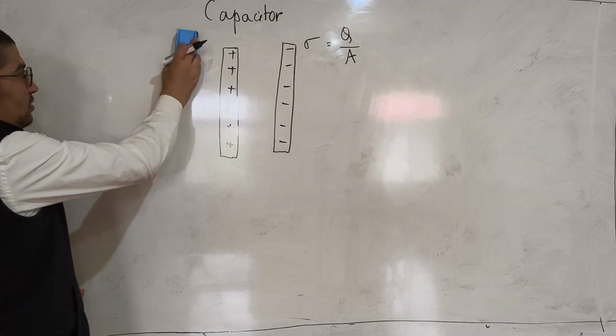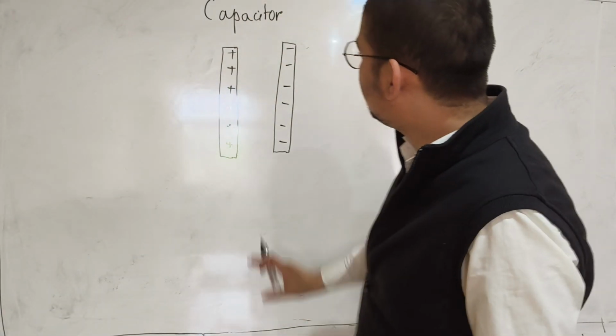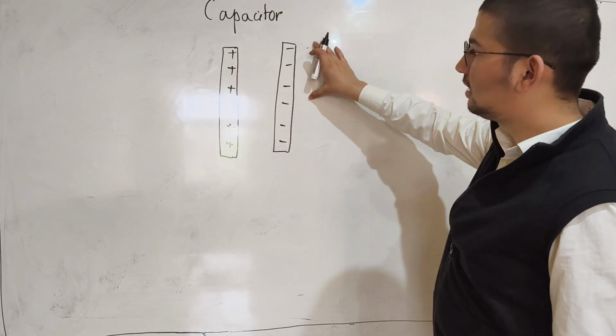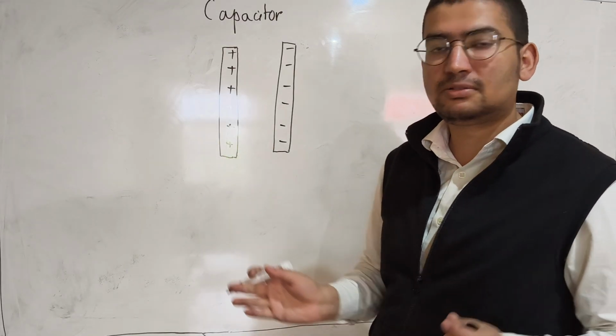So when you have a parallel plate capacitor, then we can store charges here. You can see at one end you have positive and at another end you have negative charges. So this acts as a way of storing charges.